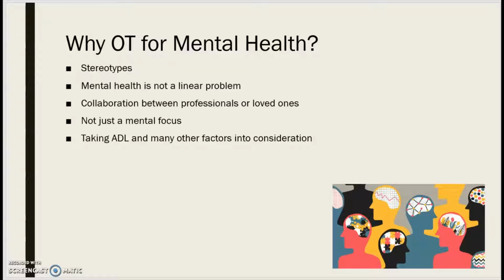The focus is not necessarily just mental either. Occupational therapists take many factors into consideration, especially activities of daily living, and put them into account for the patient.